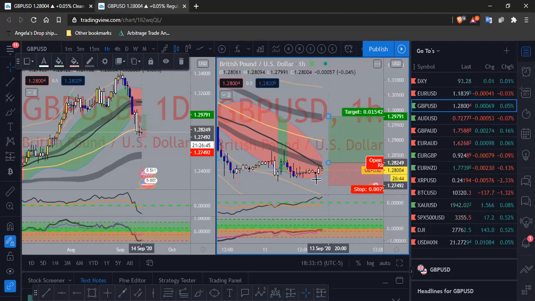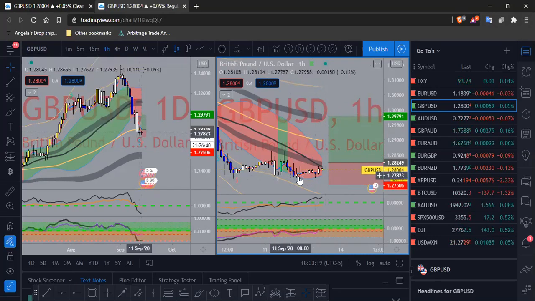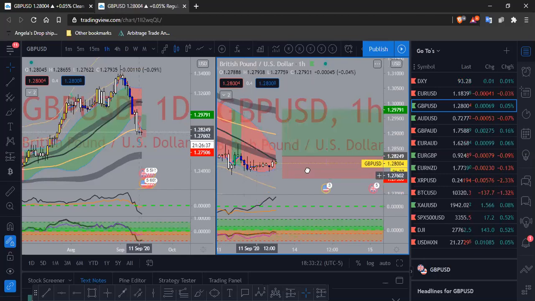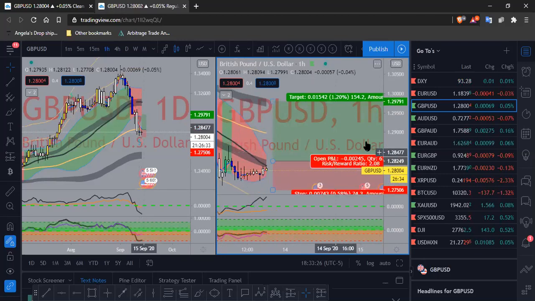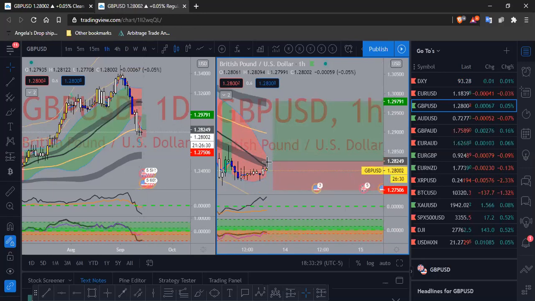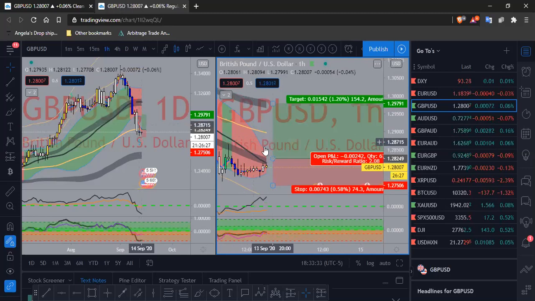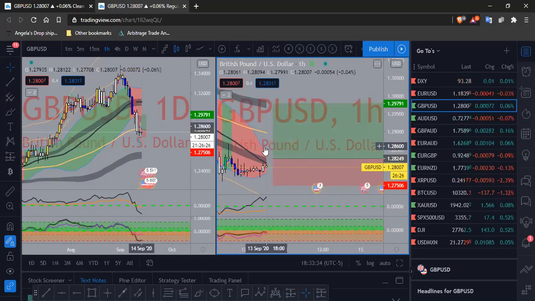And this is not for a swing. This will be more like an intraday trade. It's a 1 to 2, so you're risking 74 pips for 154. But obviously, if I do get the second entry, then I'll close this trade, and then I will just reopen it when it tells me to buy.